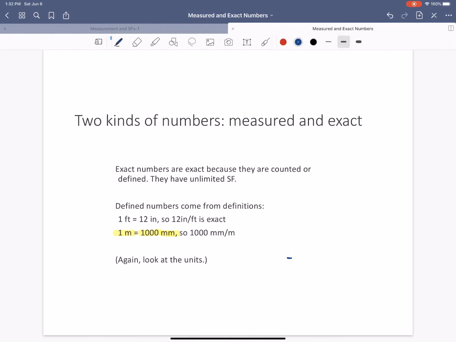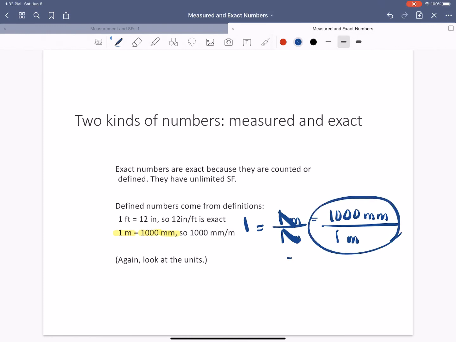So 1 meter is 1,000 millimeters, because milli means 1,000th of. I divide both sides by 1 meter. Anything over itself equals 1. I now have a relationship equal to 1. That's exact. I could write it this way: 1,000 millimeters is a meter.